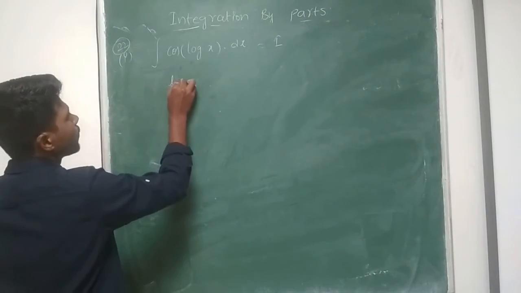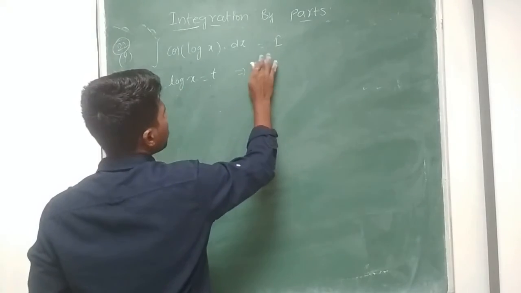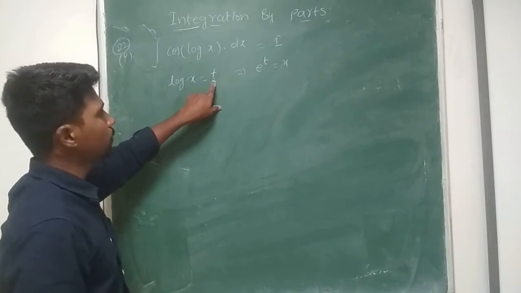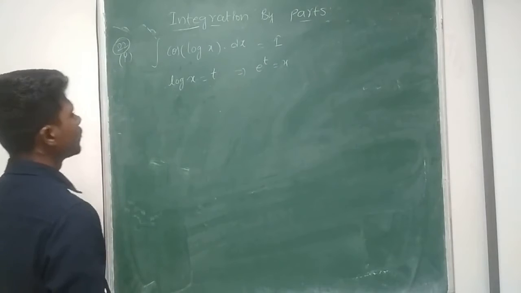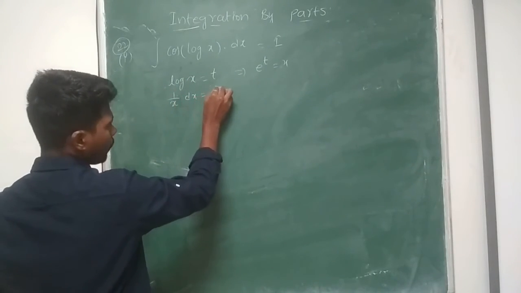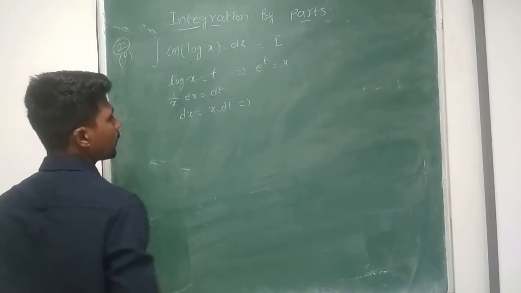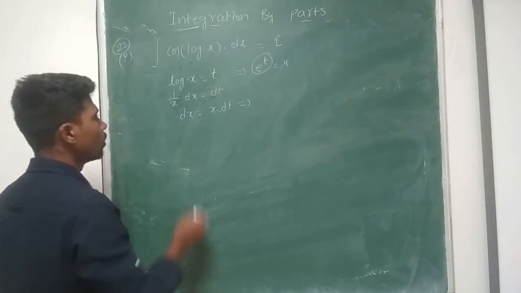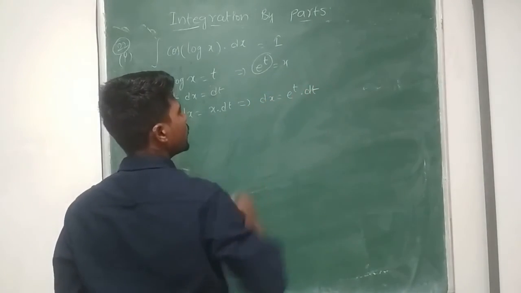So I consider log x as t, which gives e power t as x. So log x base e is equal to t, no? Then we get e power t is equal to x. If I do differentiation, 1 by x dx is equal to dt. So dx can be replaced as x into dt, and the value of x is e power t, because I want to replace everything in terms of t. So dx can be replaced as e power t into dt.